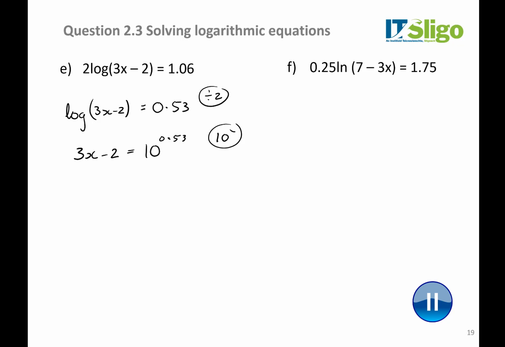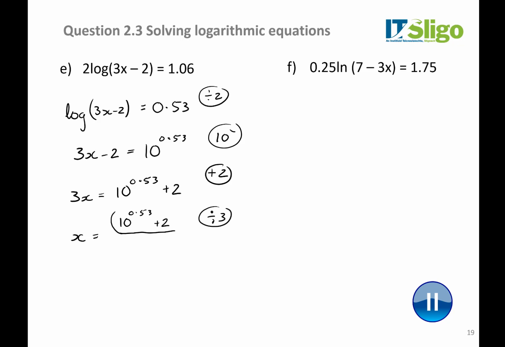So now we want to move the 2 away from x, so we add 2 to both sides. So 3x is equal to 10 to the power of 0.53 plus 2. And finally, we want to get rid of the 3, so we divide both sides by 3. 10 to the power of 0.53 plus 2. Notice everything on the right, guys, gets divided by 3.